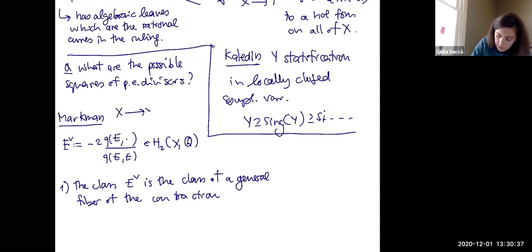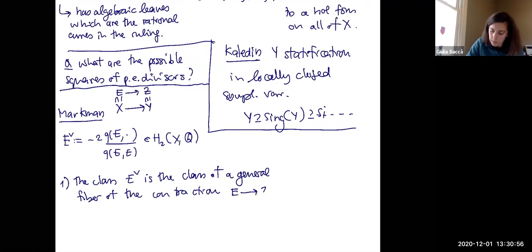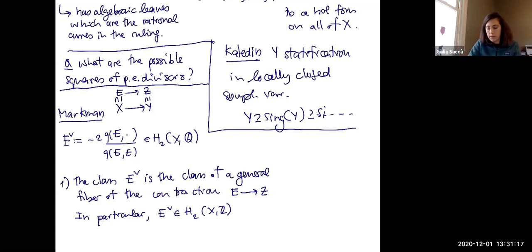Drop the primes and assume that I have this hyperkähler manifold where I'm contracting Z without having to pass through a rational model. I can always, in a way, change from X to X prime, and I can always assume that the contraction E goes to Z. In particular, because it's the class of a curve, it's integral. And so this already is going to limit vastly what the possible squares of prime exceptional divisors are, depending on the geometry of the lattice of the H2 of a hyperkähler manifold.